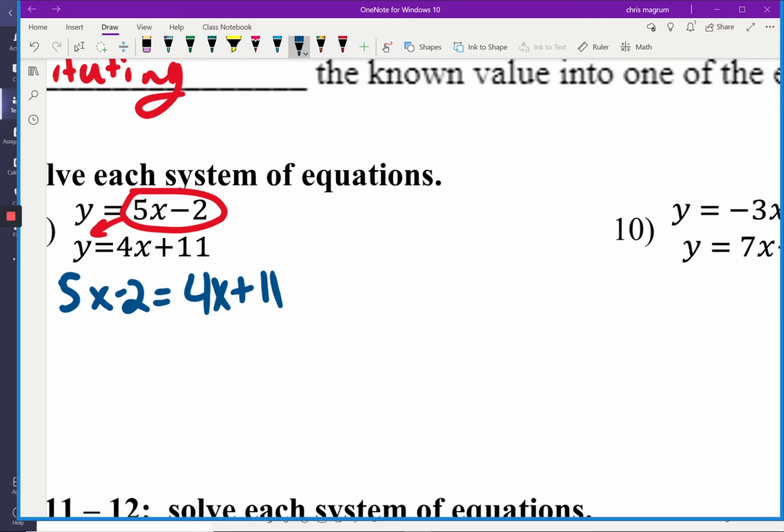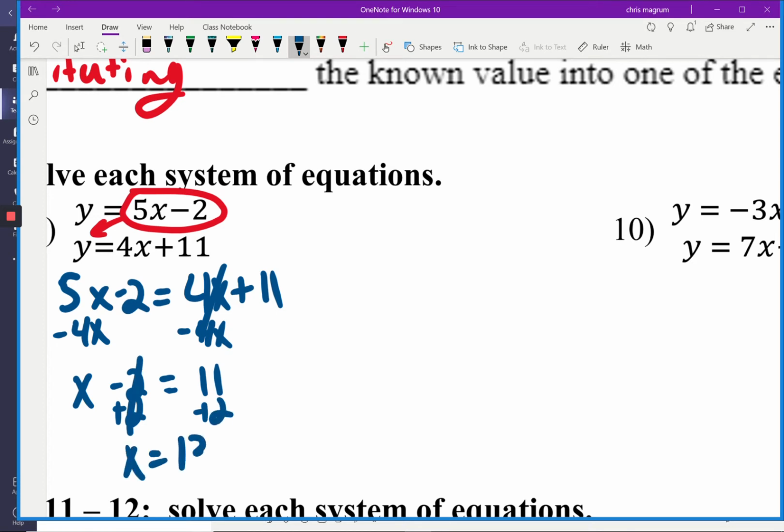So we get our x's on the same side, subtract 4x from both sides. We have 5x minus 4x is 1x, or simply x, and then our minus 2 equals 11. One last step, we add our 2, so x equals 13. That is not our answer, that's just part of our solution. That's the x coordinate of the point of intersection, essentially. So we have 13 and then something for the y. So let's figure out our y.